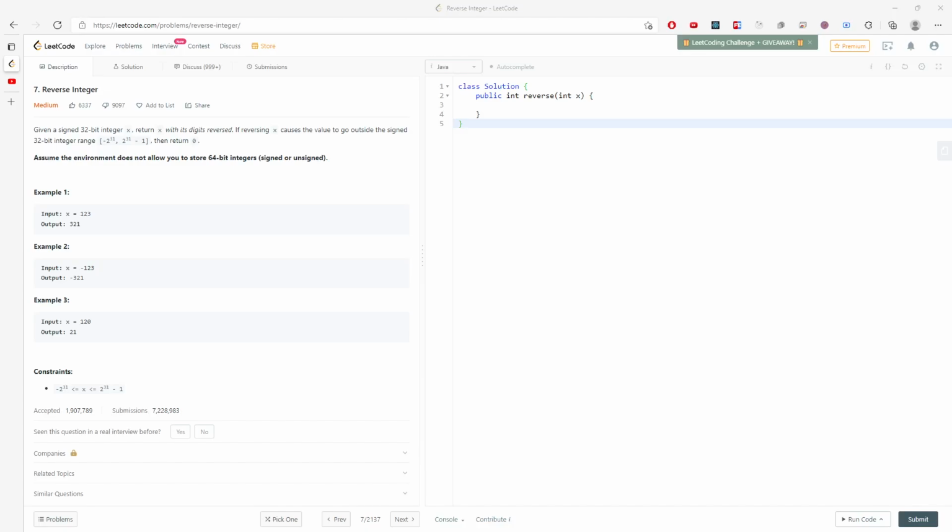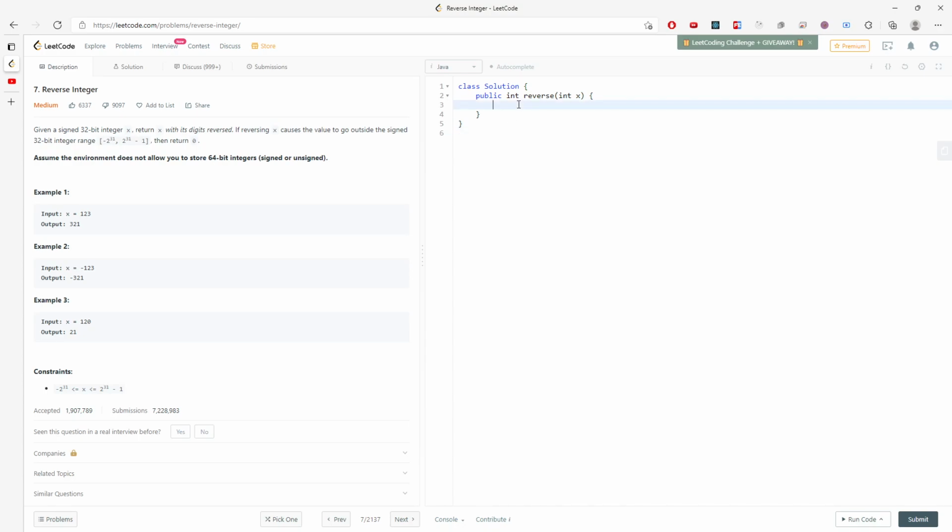Hi everyone, so let's talk about reverse integer. You are given a signed 32-bit integer x, and you return x with its digits reversed, and there's a boundary from -2 to the 31st to +2 to the 31st minus 1. So this is a boundary. If you are out of bound, you have to return 0. So let's not worry about the boundary in this case.